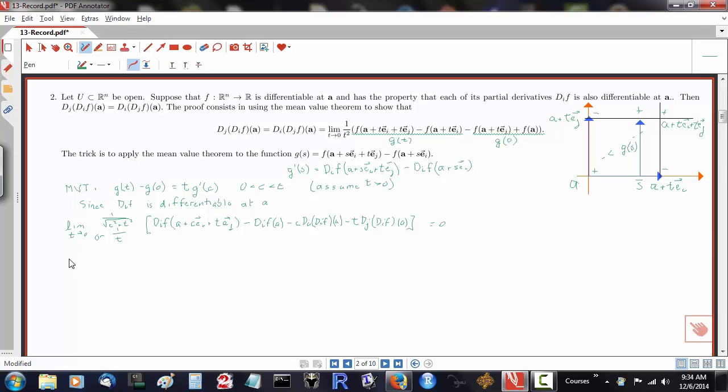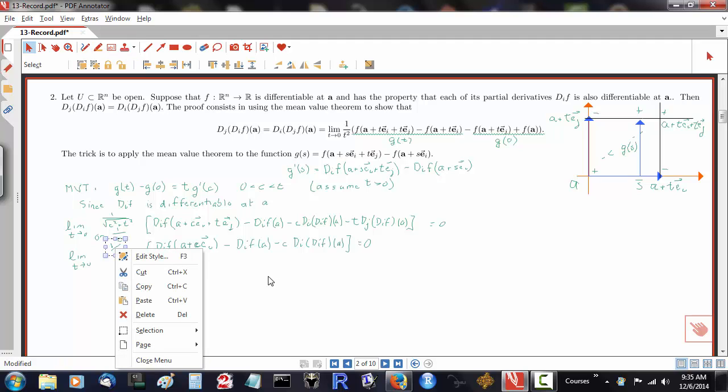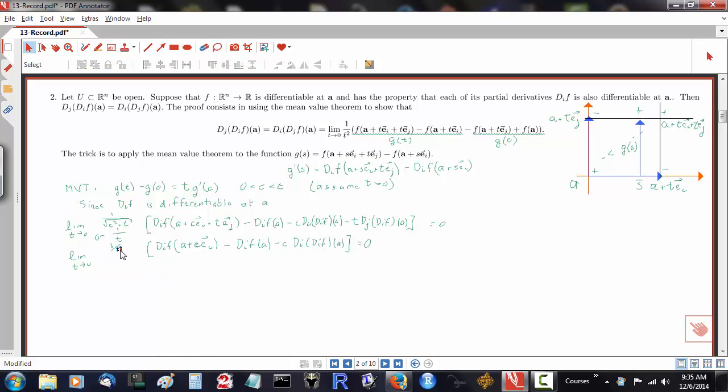We can do the same thing if we start out with just the function d sub i f evaluated at a plus c e sub i. In this case, I only have to subtract off one of these terms. I'll get 0. Strictly speaking, since my increment is c, I should divide by c. But since c is somewhere in between 0 and t, alternatively I can divide by t.